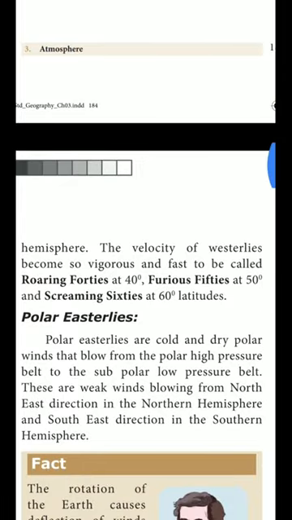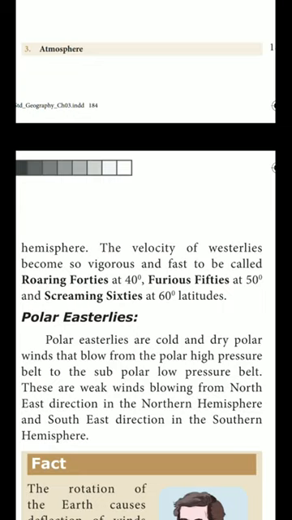Next heading is the polar easterlies. What do you mean by this polar easterlies? Polar easterlies are cold and dry polar winds that blow from the polar high pressure belt to the subpolar low pressure belt. Okay, listen carefully. What do you mean by polar easterlies? Polar easterlies are cold and dry polar winds that blow from the polar high pressure belt to the subpolar low pressure belt. These are weak winds, okay, blowing from northeast direction in the northern hemisphere and the southeast direction in the southern hemisphere. Please students, listen carefully.